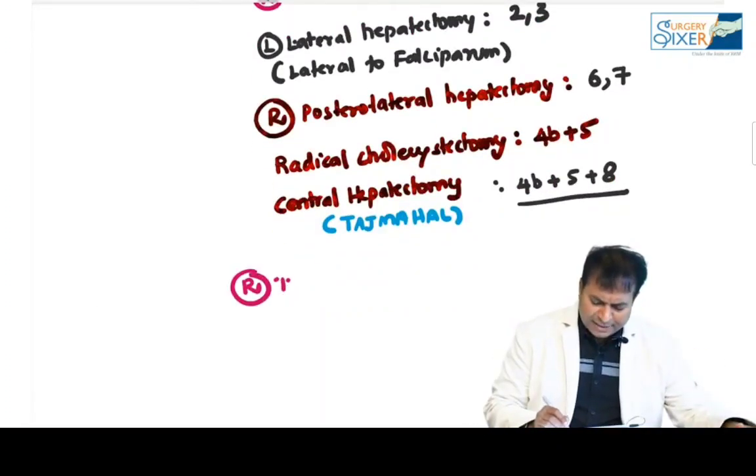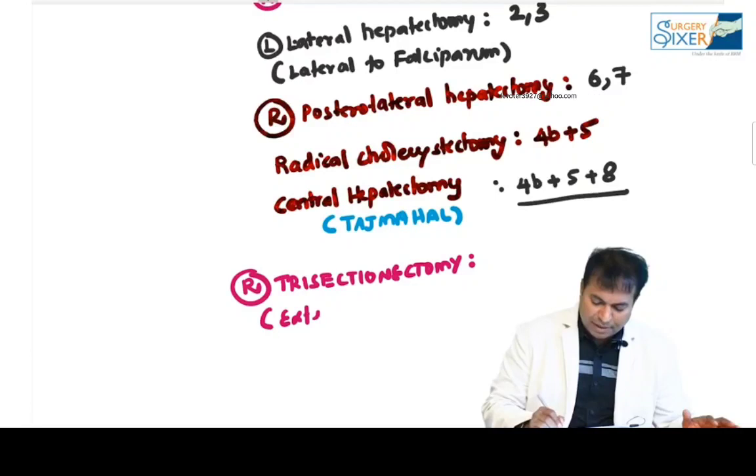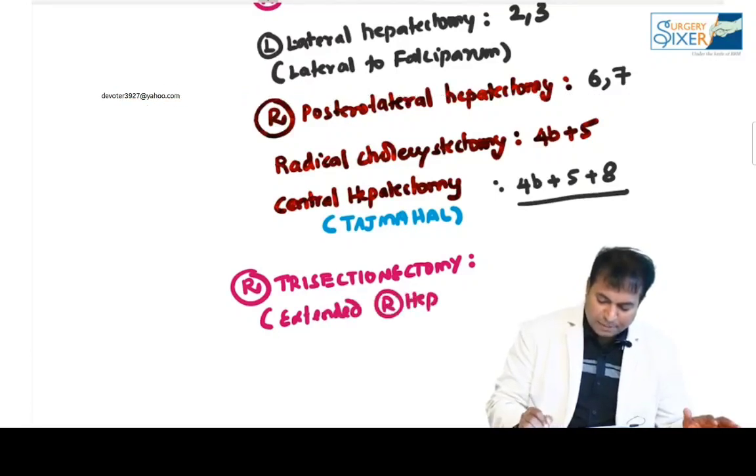Right trisectionectomy. What are the segments removed? So I'm going very slow. Please don't forget, again and again, you have to remember this by knowing the main anatomy. So right trisectionectomy is nothing but extended right hepatectomy. That is the other name of this.